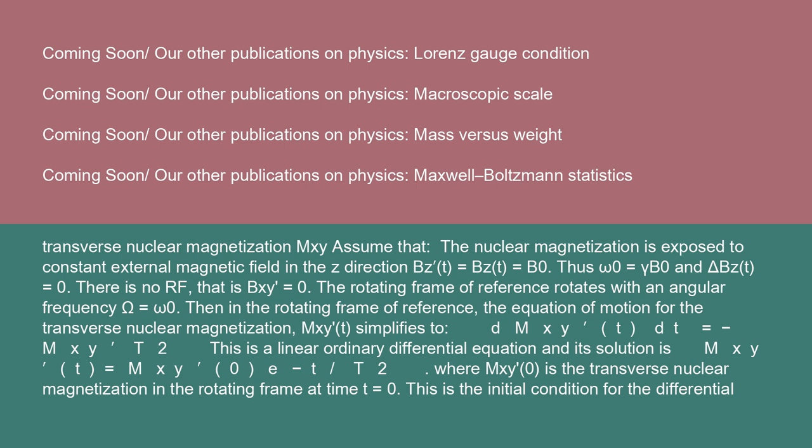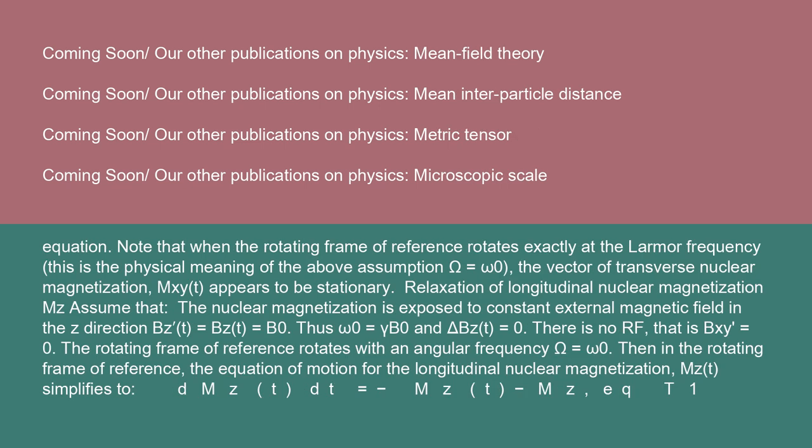dMxy(t)/dt equals minus Mxy(t)/T2. This is a linear ordinary differential equation, and its solution is Mxy(t) equals Mxy(0) e to the minus t/T2, where Mxy(0) is the transverse nuclear magnetization in the rotating frame at time t equals 0. This is the initial condition for the differential equation. Note that when the rotating frame of reference rotates exactly at the Larmor frequency, this is the physical meaning of the above assumption ω equals ω0, the vector of transverse nuclear magnetization Mxy(t) appears to be stationary.